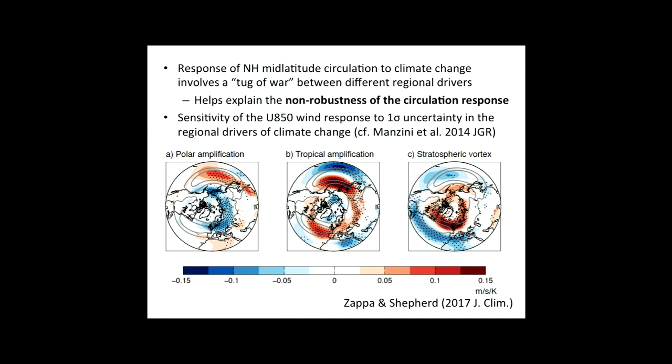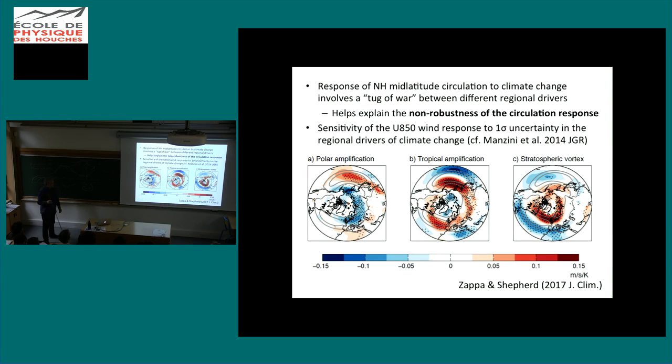This is work with Giuseppe Zappa, who's a postdoc. Actually, it's called Storylines of Euro-Atlantic Circulation Change. So we got away with that title. It's been known that part of the uncertainty in the circulation response to climate change depends on things like how much the upper troposphere warms and so on. So it's been called a tug of war.